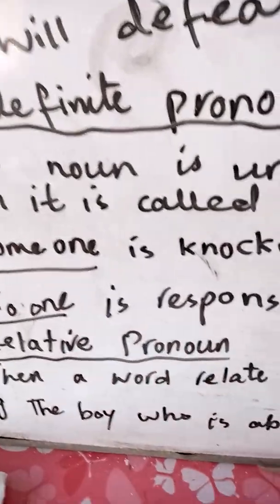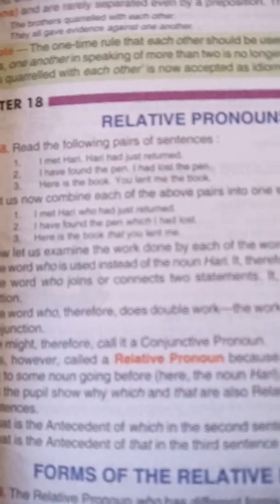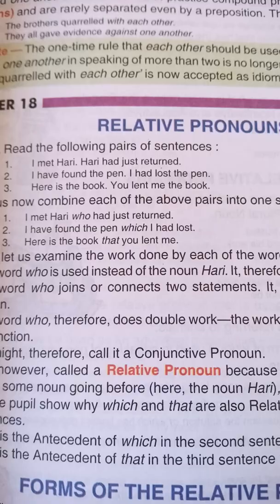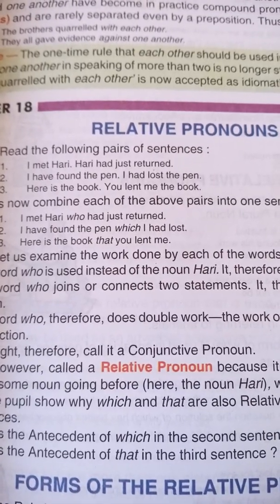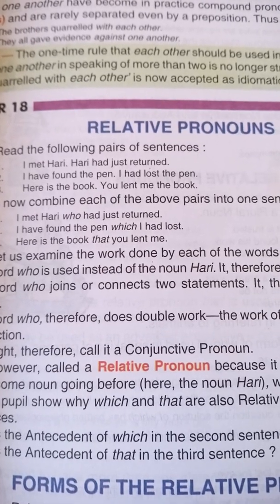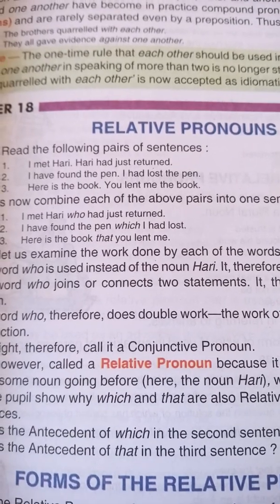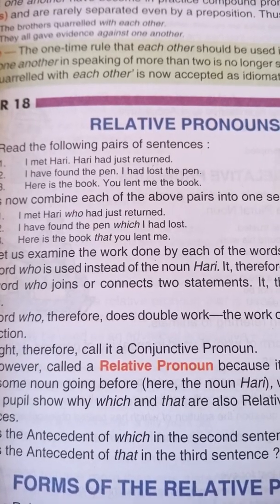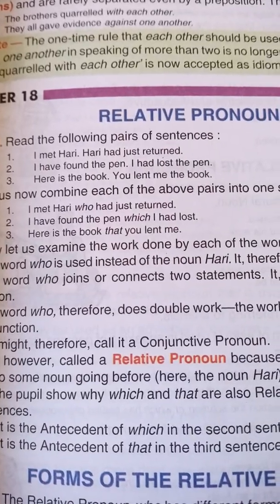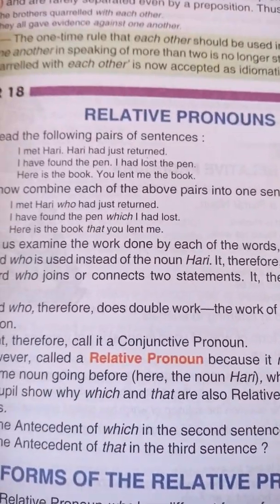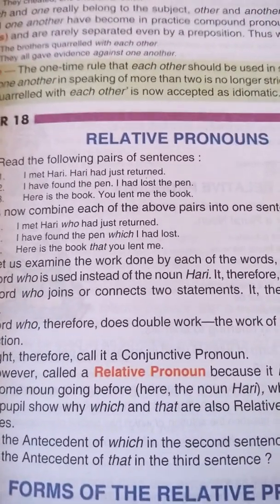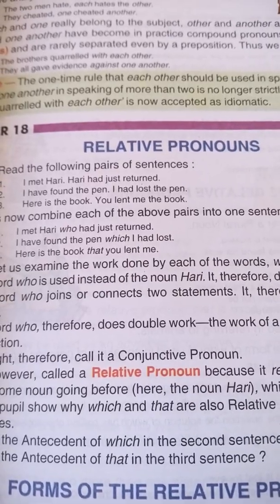So let's start examples from the book. Relative pronoun. I met Ali. Ali had just returned. I have found the pen. I had lost the pen. Here is the book. You lent me the book. Let us now combine each of the above pairs into one sentence. The above sentences are linked. Now we will join them.